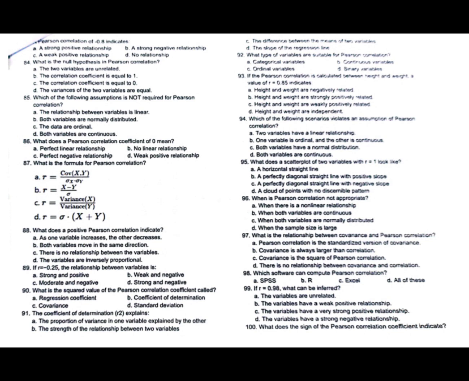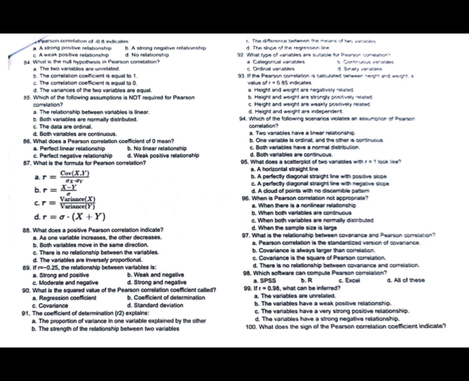Which of the following assumptions is not required for Pearson correlation? The data are ordinal. Letter C. What does a Pearson correlation coefficient of 0 mean? So the answer will be letter B. Both variables are not normally distributed.